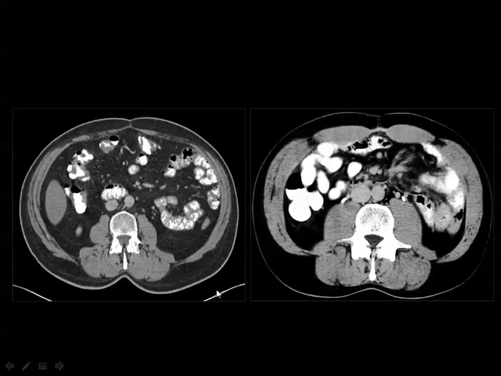Then if you look carefully along the anterior border of the psoas muscle, you can see this left ureter and this is the right ureter containing the contrast excreted by the kidneys. And here are the intestinal loops, which are opacified by the orally administered contrast media. And here is the aorta, and this is the IVC.